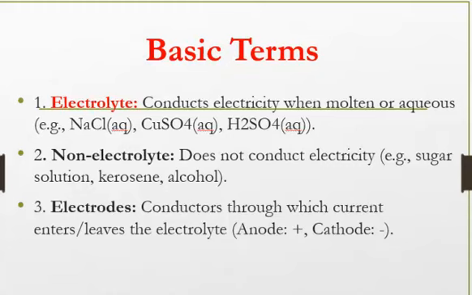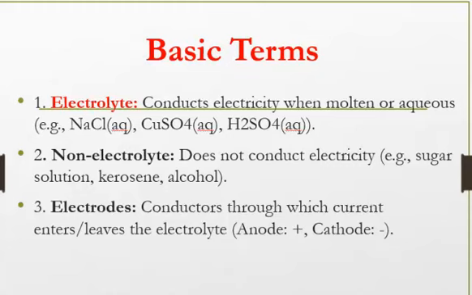Now, in chemistry, electrolytes conduct electricity when they are in molten form. That is electrolyte. And non-electrolytes, the other way round, do not conduct electricity. Examples are sugar solution, kerosene, and so on.